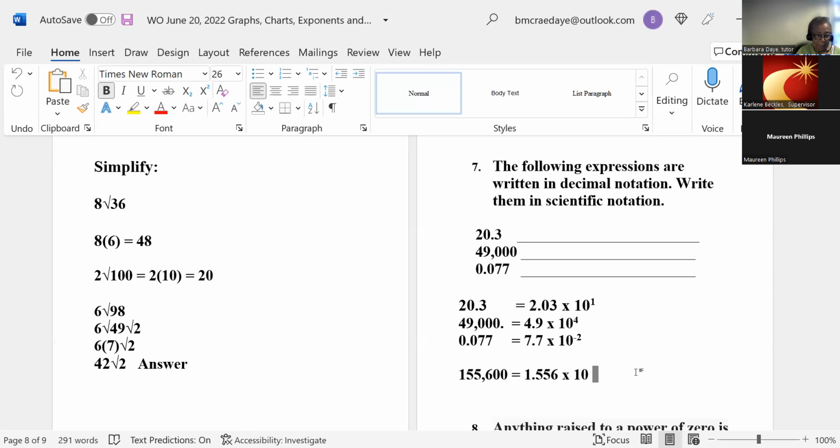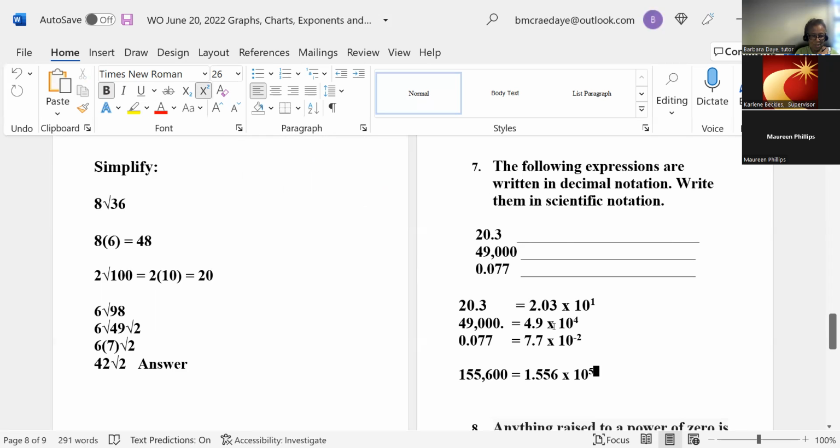Now you moved it how many places, Maureen? Okay, let's see. Since you're moving it to the left, you know it's going to be positive. You could just count the digits, really. 1, 2, 3, 4, 5. So it's 5, right? 1, 2, 3, 4, 5, yeah. So to the 5th place. That's it.